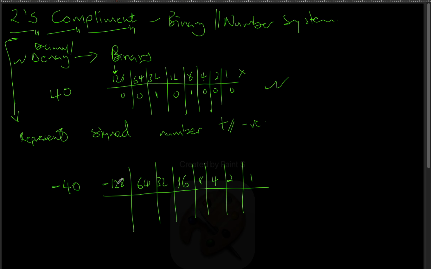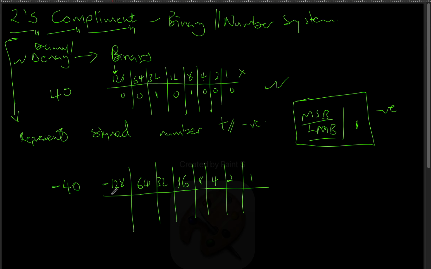So one thing I'm already seeing is that for two's complement, the most significant bit, or the leftmost bit, is supposed to be 1 to indicate that the number is negative. This is for negative numbers. Here I have negative 40, which means I need a negative 128. So what else do I need to add to negative 128 to get negative 40?